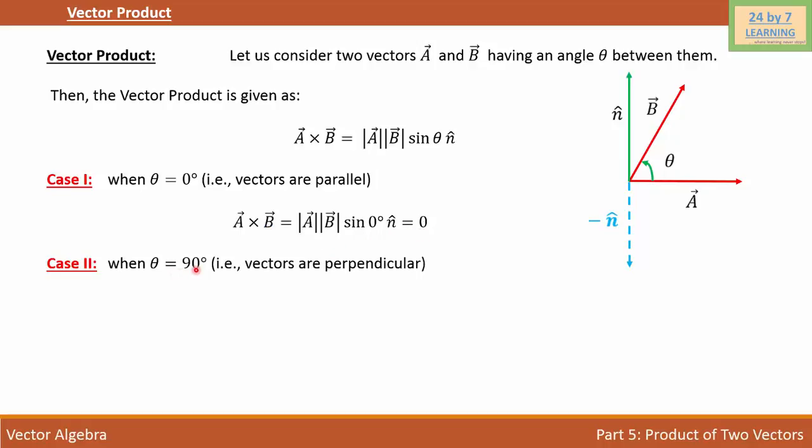Case 2. When theta is equal to 90 degrees, that is, the vectors are perpendicular, then A cross B is equal to magnitude of vector A, magnitude of vector B, sine 90 nu or unit vector nu, and sine 90 is 1. So we have A cross B is equal to magnitude of vector A, magnitude of vector B, unit vector nu. If you want to find the value of any of these two cases, just take the absolute value and you can easily get rid of this vector nu, because the absolute value does not have any vector. It's a scalar quantity.